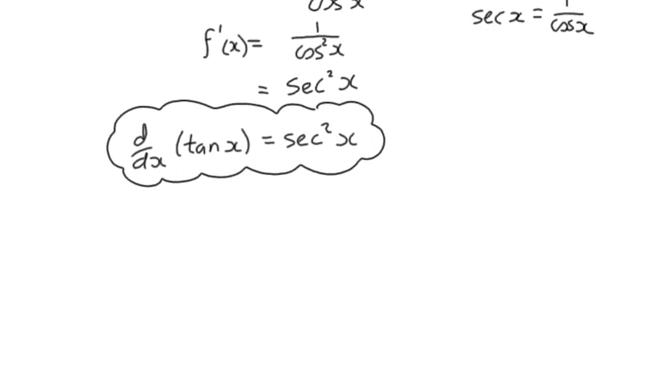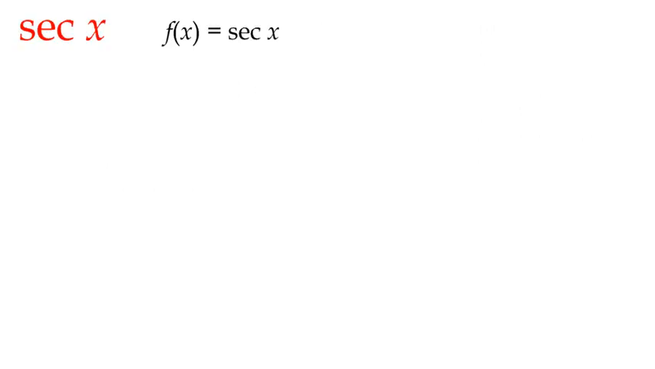Second one, we have sec x itself. What's the derivative of that? Well, in order to be able to differentiate it, we have to write it down in the other form, 1 over cos x. There's 2 ways we can do that. We can either use the quotient rule, or we can rewrite it just as cos x to the power negative 1 and use the chain rule to differentiate.